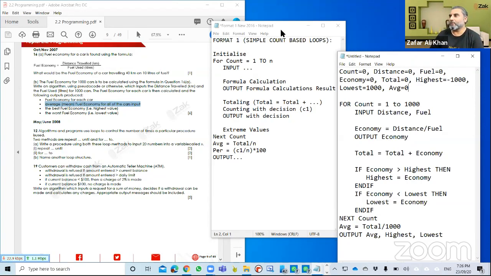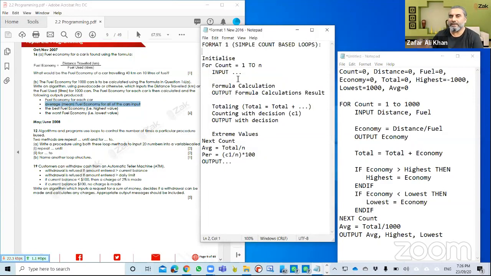We have to follow these formats so that we don't miss a single step. We look into everything, we do initialization at the end so that we have an idea how many variables we are going to use. Once we have written the program, we will have an idea how many variables there are, and then we will initialize them. We will initialize all of the variables to 0, but those which are going to hold the extreme values, we will assign minus 1000 to highest and plus 1000 to lowest. All right.